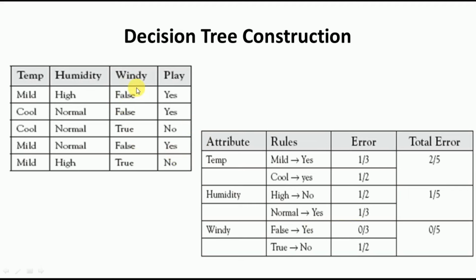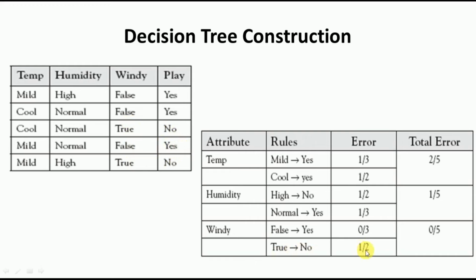Coming back to windy, windy has 2 possibilities, false and true. False is appearing 3 times here. In all the 3 cases, it is yes only. So there is no incorrect decision. Whenever you make false is equivalent to yes as the decision or a rule, 0 by 3 is the error. Coming back to the second one, true is appearing 2 times, and both the times it is no only. So true is equivalent to no.